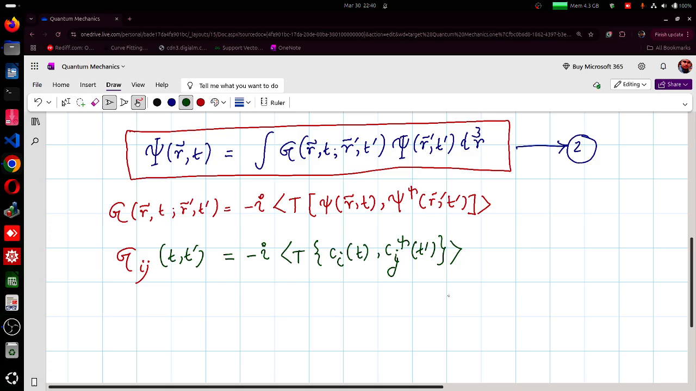It implies we had created a particle at t' and we had annihilated one particle at time t, or rather we can say that we had reduced one antiparticle at time t' in the past, and we have introduced one antiparticle at some later time. So it can be expressed as theta(t minus t') in terms of step function, c_i(t).